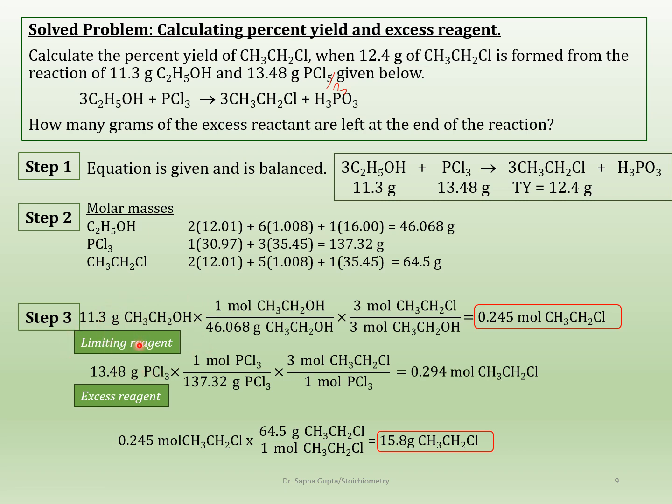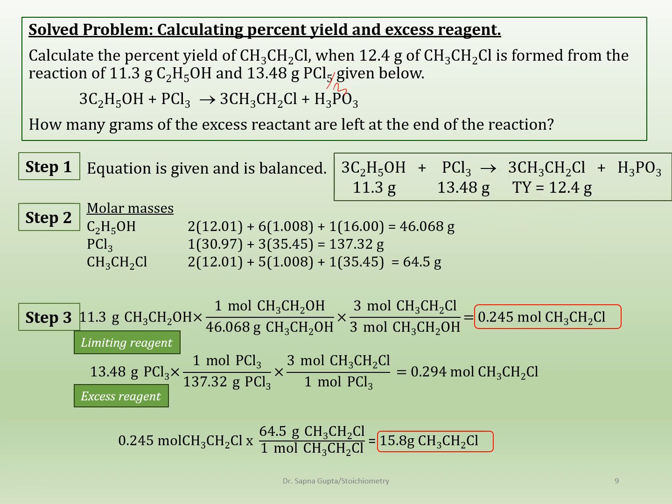So if this is the limiting reagent, this is the excess reagent. In this one, do we have to? Yes, we have to find the excess reagent also. So the limiting reagent is this one, which means we'll take this one, 0.254, and convert that to grams. You get 15.8 grams of the product. So this is the theoretical yield.